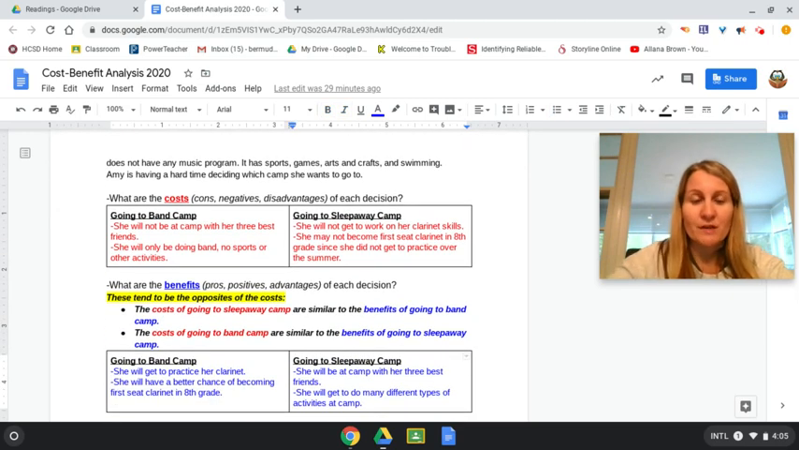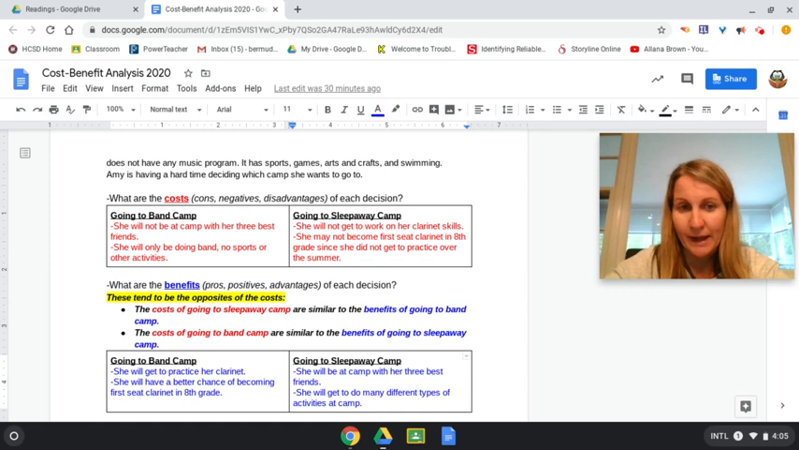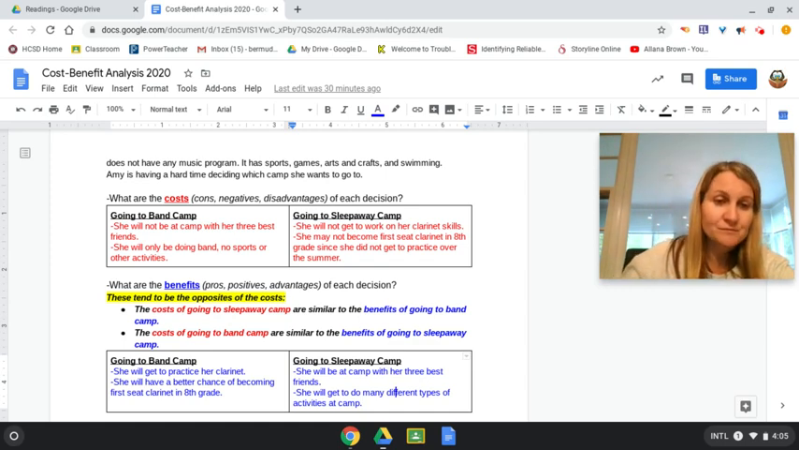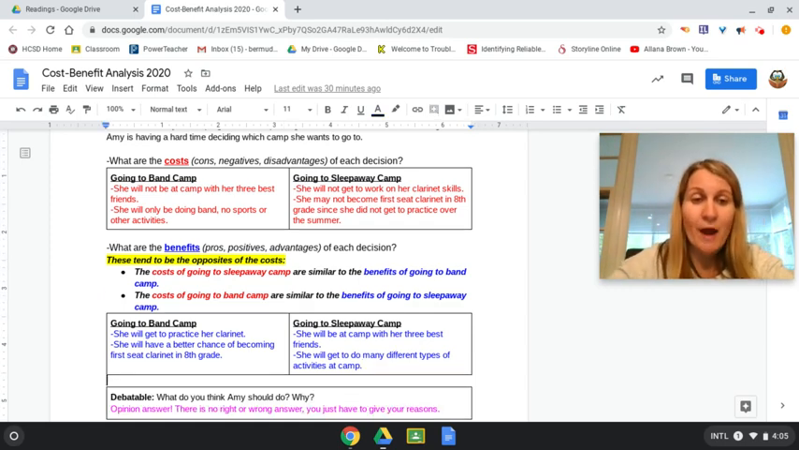Now we'll look at the benefits. The benefits are the pros, positives, or advantages of each decision. And you'll notice that these tend to be the opposite. So the cost of going to sleepaway camp is very similar to the benefits of going to band camp. And the costs of going to band camp are very similar to the benefits of going to sleepaway camp. The benefits of going to band camp, she'll get to practice her clarinet. She'll have a better chance of becoming first seat clarinet in 8th grade. And the benefits of going to sleepaway camp is she will be at camp with her 3 best friends. She will get to do many different types of activities at camp.